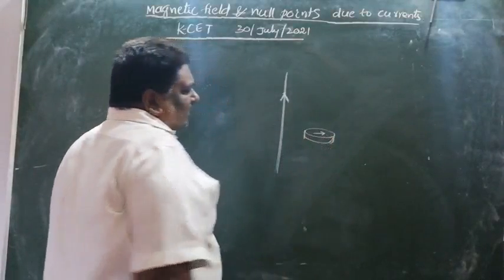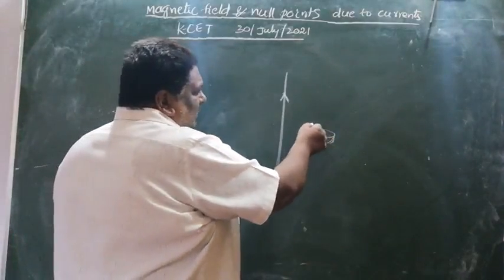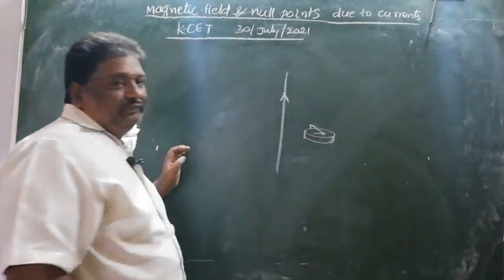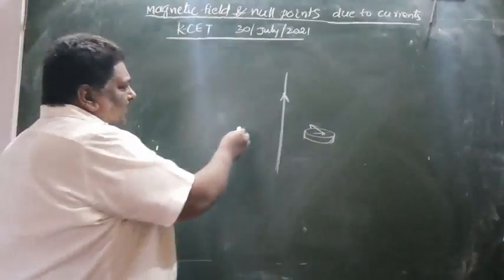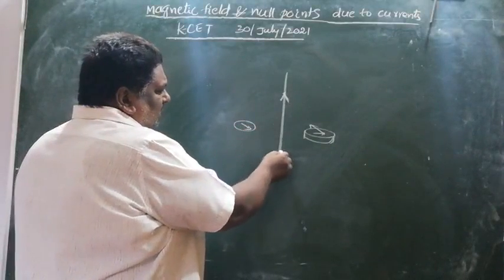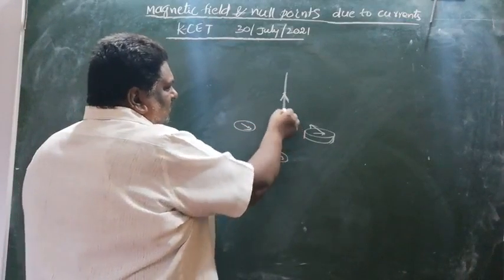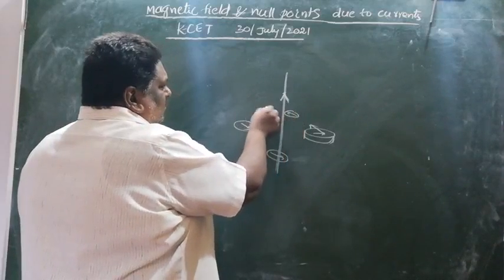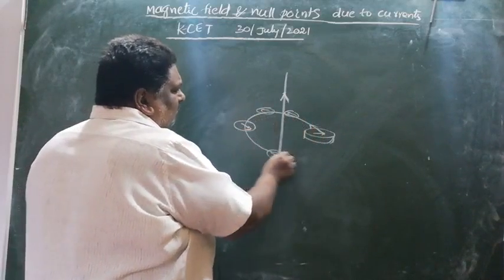The magnetic needle immediately deflected in this direction. It is placed here, and it is deflected in this direction. Here it is placed in this direction. Here it is placed in this direction. So all these are joined, and a circle will come.